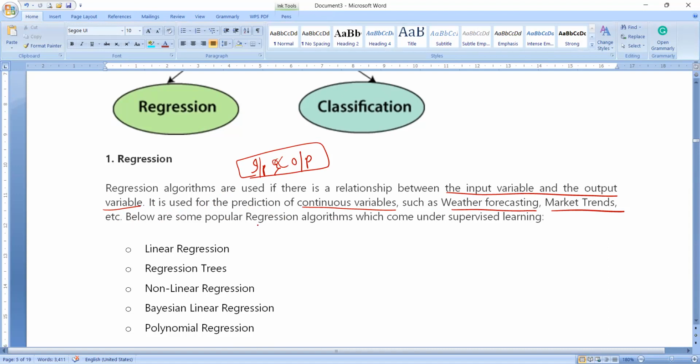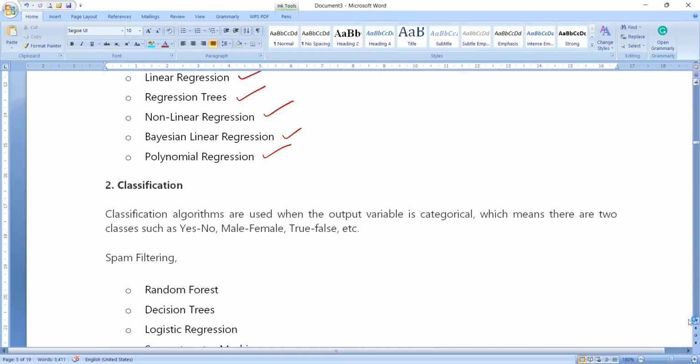Below are some popular regression algorithms. Regression is used for prediction of continuous variables such as weather forecasting and market trends. Some examples of regression algorithms are linear regression, regression trees, non-linear regression, Bayesian linear regression, and polynomial regression. Out of these, we have only linear regression, so we'll see the definition of linear regression. Next, after that, classification.